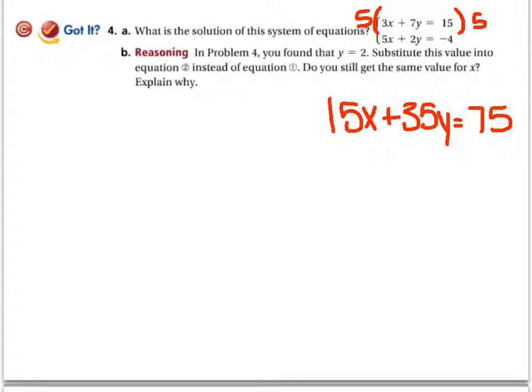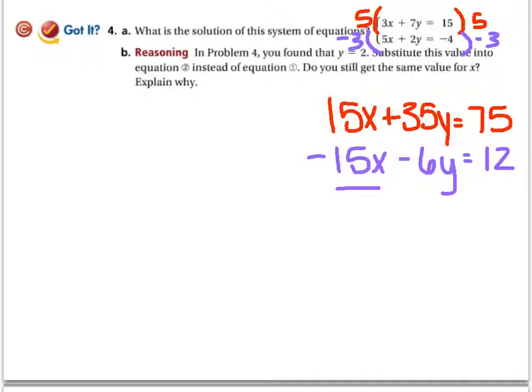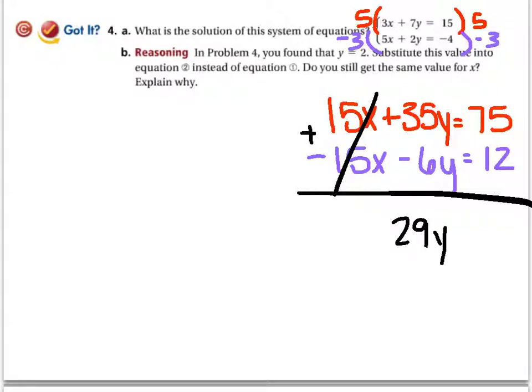What should I multiply the other equation by? Sadie. Negative 2. Very good. Negative 15x minus 6y equals 12. Now we have opposites. Add the two equations together. The 15x's cancel. 15x plus negative 15x, it's eliminated. 35y minus 6y is 29y.